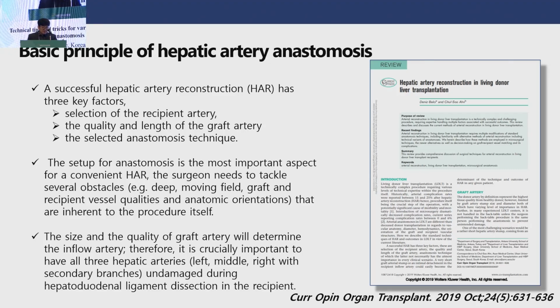The setup for anastomosis is critical. A surgeon must navigate several challenges inherent to the procedure, such as a deep or moving surgical field, a variable graft, and the recipient vessel quality and complex anatomical orientation. The size and quality of the graft artery largely determine the choice of inflow arteries. Therefore, it is essential to preserve all 3 hepatic arteries, the left, middle, and right, along with the secondary branches during hepatoduodenal ligament dissection in the recipient.